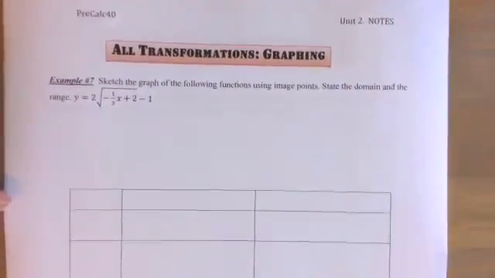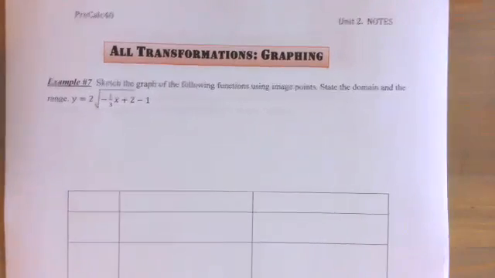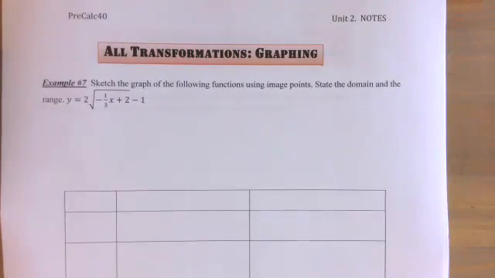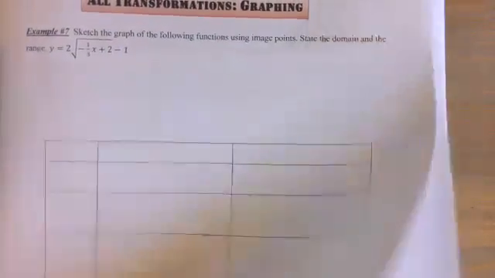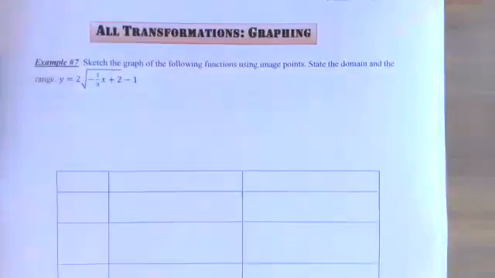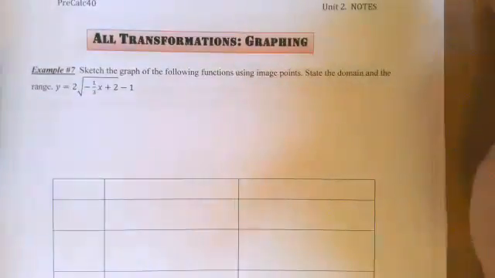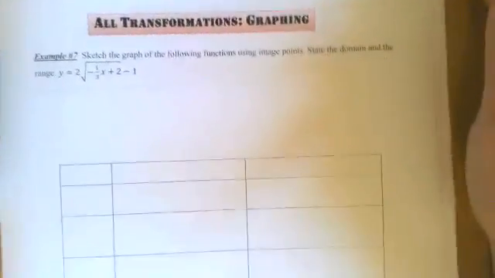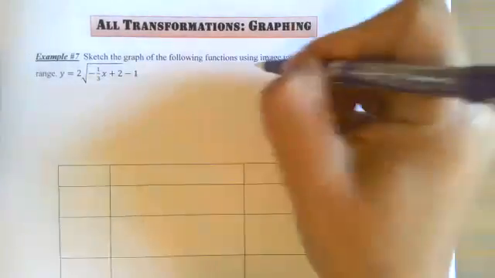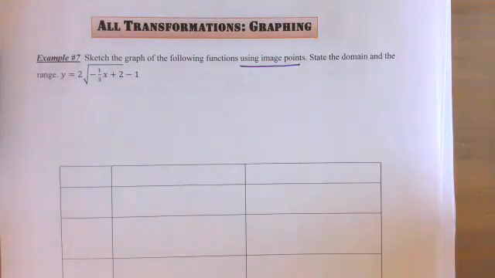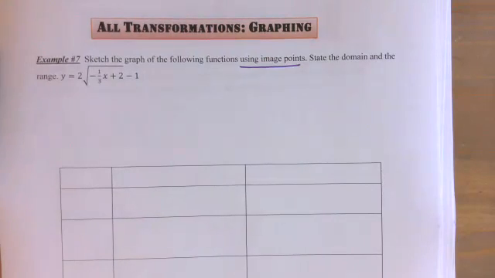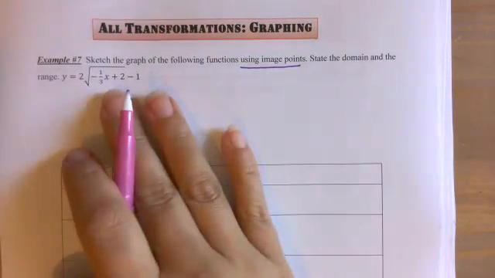But also you can do transformations with graphing where you can do image points only. And in this question, in example 7, I will show you the image points only approach. So sketch the graph of the following function using image points, so not each graph separately. State the domain and the range of your final graph. The work until we get to the points for each of the transformation is going to be the same.